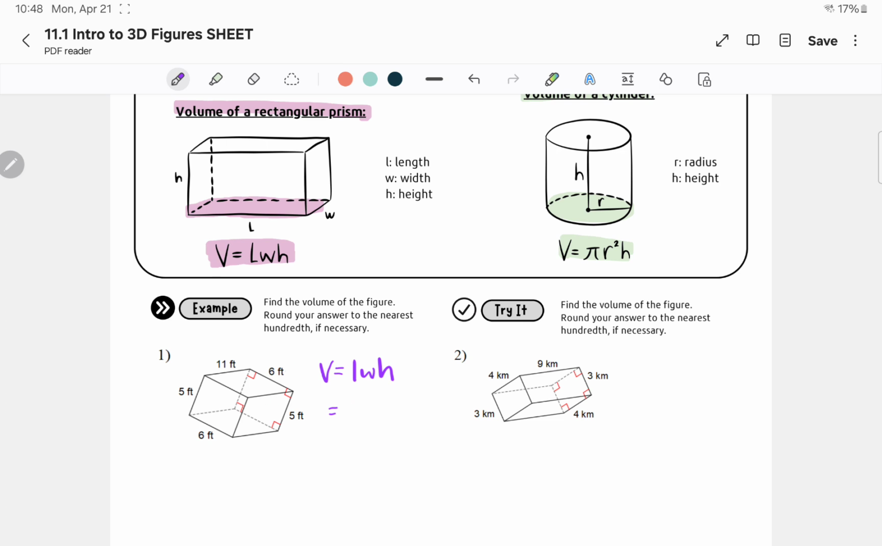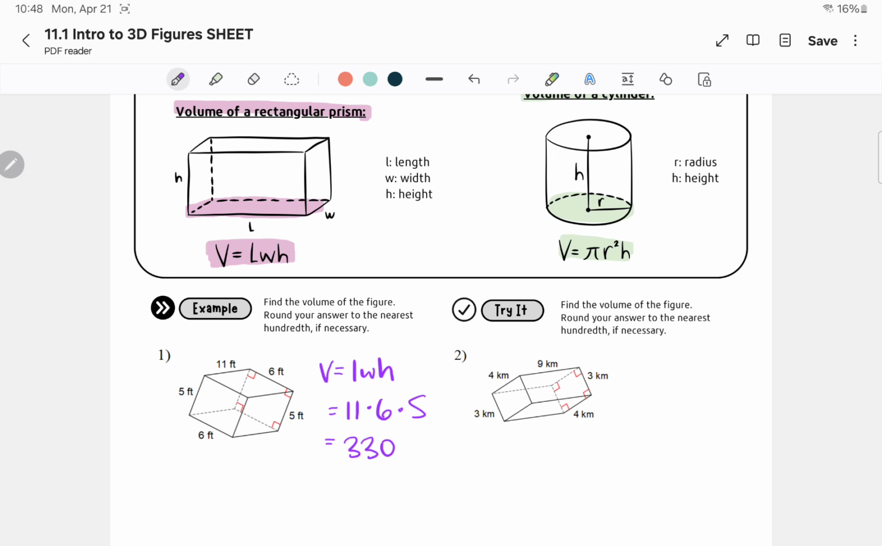So I'm going to put in 11 times 6 times 5. And that's all we're doing, we're multiplying those numbers together. So 6 times 5 is 30. 11 times 30 is 330. So our answer is 330.